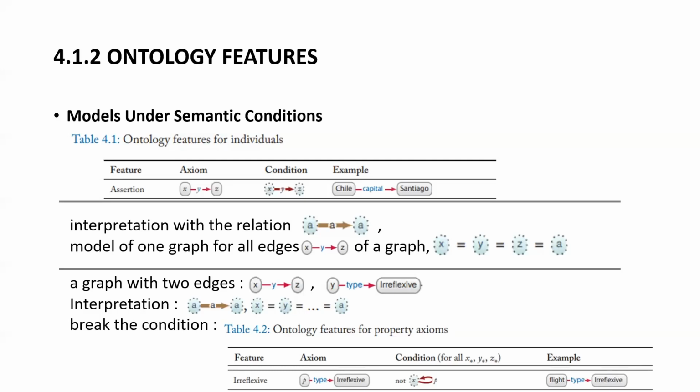Because it breaks the condition of the irreflexive axiom shown in Table 4.2. In this way, we can define precise model theoretic semantics for a graph based on how the previously described ontological features used in the graph constrain the graph model.